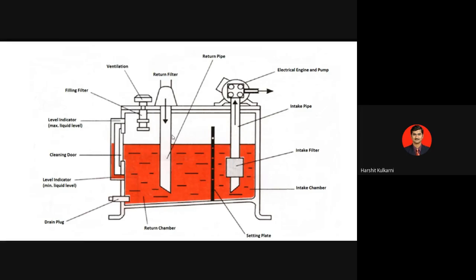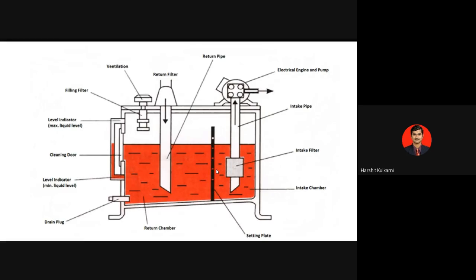You have the settling plate to avoid turbulence. You have a drain plug here if you want to drain the oil. Then you have a cleaning door. You can remove this door and clean the entire hydraulic tank. And you have a ventilation port, and you have the level indicator and so on and so forth. So these are the basic elements of a typical reservoir system.